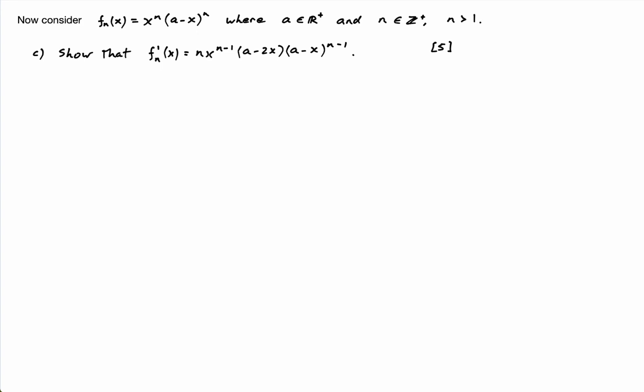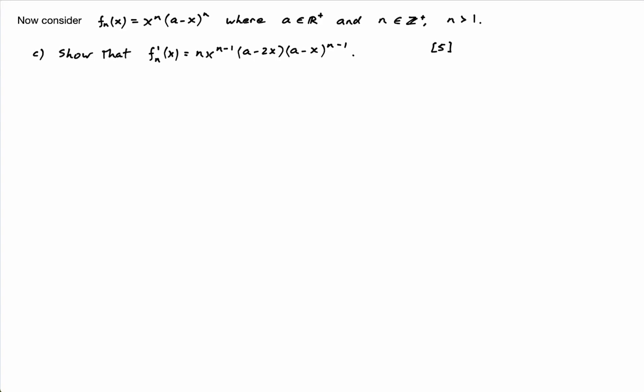Okay, so for part C, again, we're looking at this function. A is a positive real number, n is a positive integer, where n is bigger than 1. This is worth 5 marks. It says, show that the derivative equals this. I like this question. I like the look of it because I know what to do.